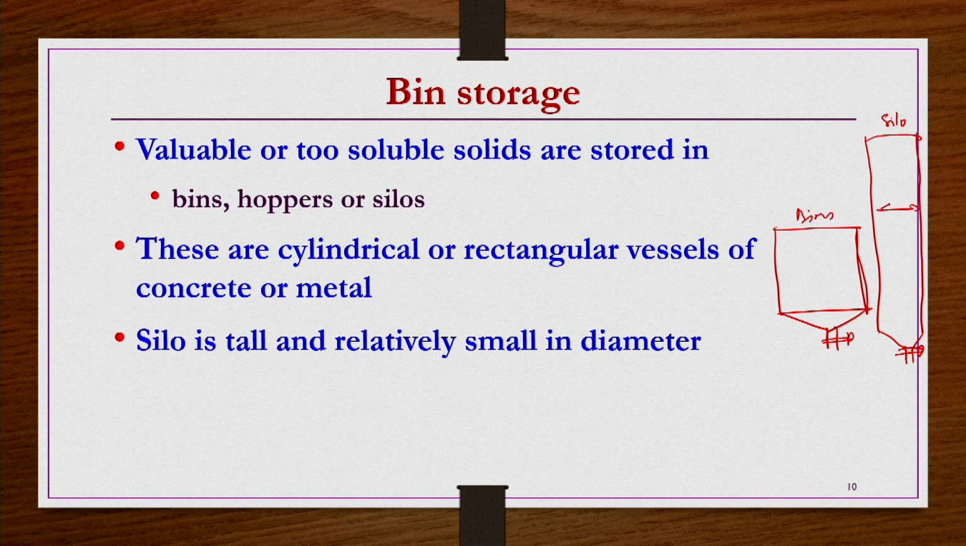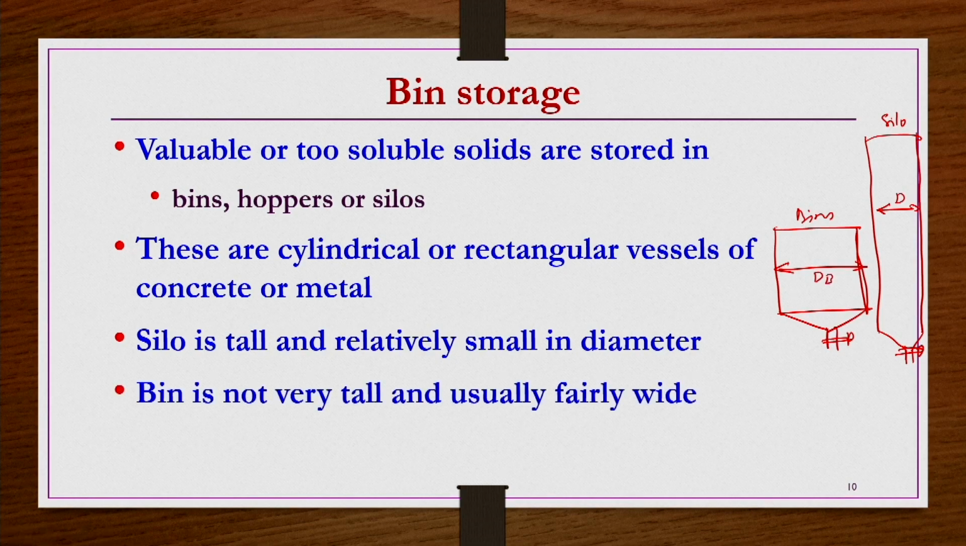So the diameter is small in silos, whereas in bins the diameter is very large compared to the silos. Okay. A bin is not very tall usually, and it is fairly wide as I've shown here. So by design they are given different names, but the purpose is the same thing. They are used for storing valuable or too soluble solids in general, like this.